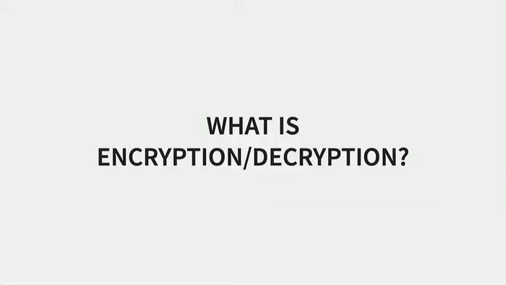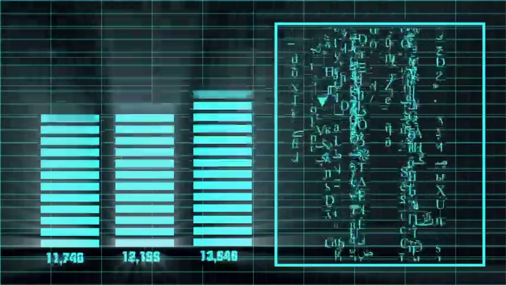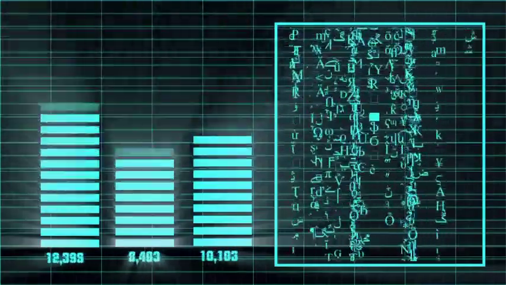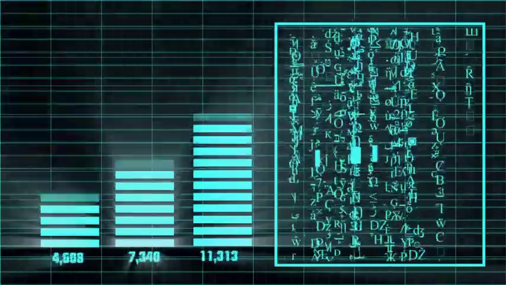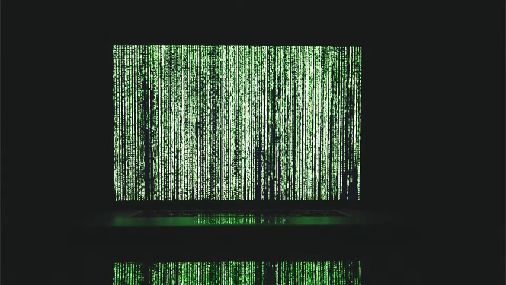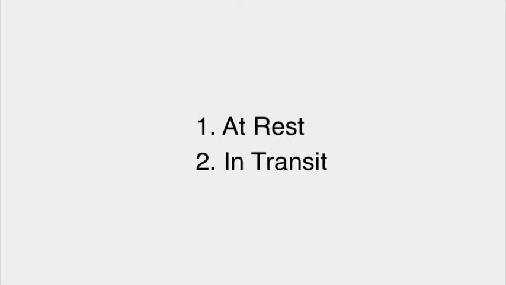What is encryption and decryption? Encryption is the process of encoding information so only authorized parties can then decode the information. This is done by converting the original information, also known as plain text, into a format known as ciphertext. There are two ways data can be encrypted: at rest, which is when it's stored, or in transit, while it is being transmitted.